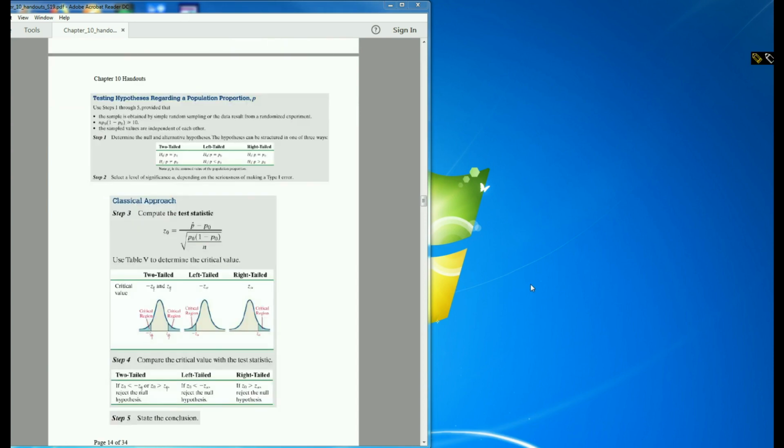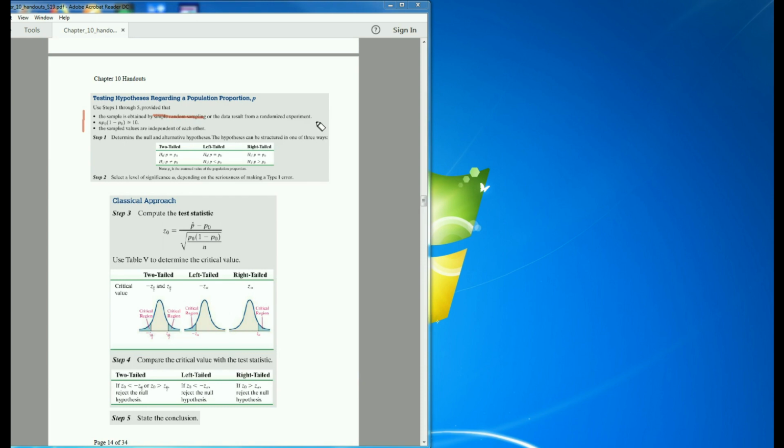All right, so just before we actually work through a problem, let's look at the methodology, and this is all straight out of the book. Again, what we're doing is testing a hypothesis regarding a population proportion P, and these are the requirements to use the methodology. You have to have a simple random sample or a randomized experiment.